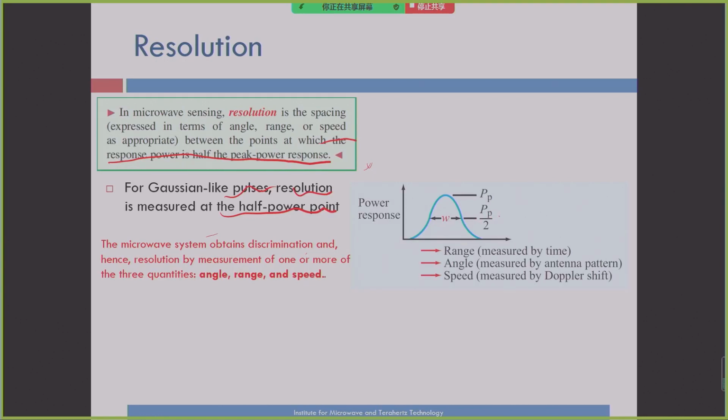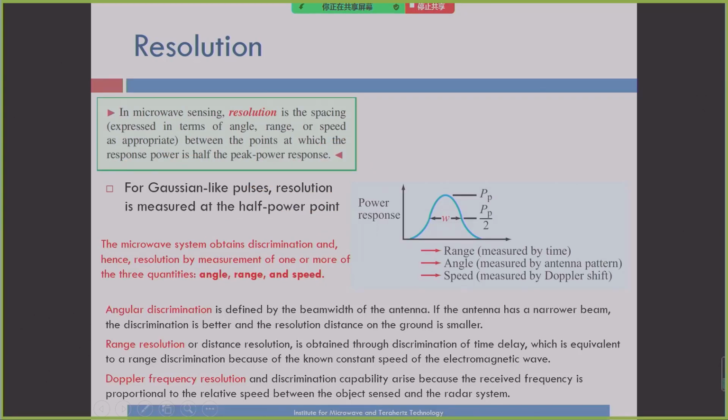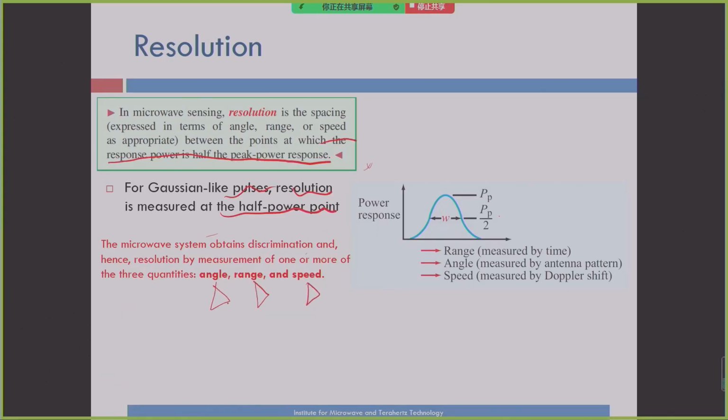The microwave system obtains discrimination and hence resolution by measurement of one or more of the quantities of angle, range, and speed. So the angle is related to the beam pattern, right? Beam pattern, or the antenna pattern. So the angle. And the range is related to the time.